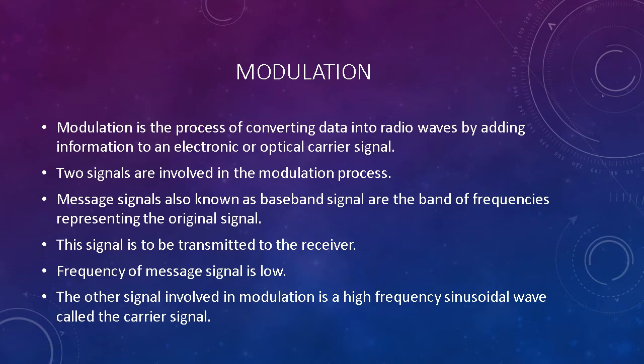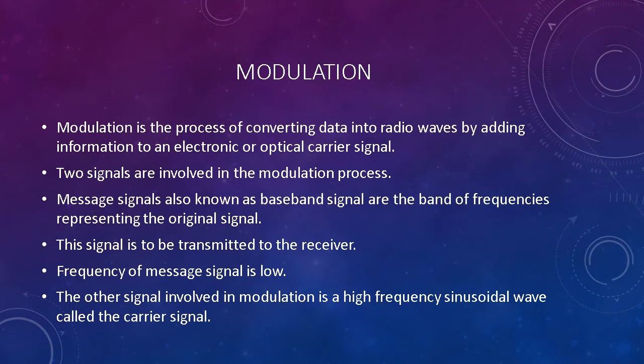2 signals are involved in the modulation process. Message signal, also known as baseband signal, are the band of frequencies representing the original signal. Say for example, your voice, the human voice, is like a baseband signal. This signal is to be transmitted to a receiver. Frequency of message signal is low, just like our human voice. If we shout also, the signal or the frequency will be very low. It will not be heard to a longer distance.